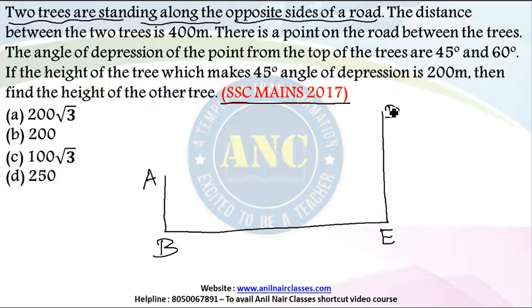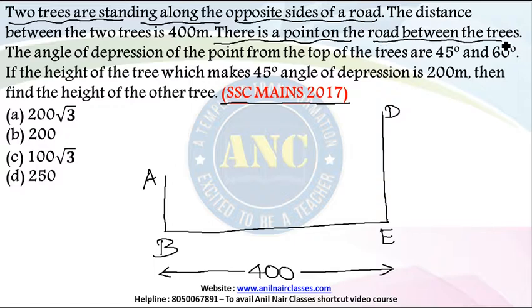Two trees are standing along the opposite sides of a road. The distance between the two trees is 400 meters. The question says that the entire distance between E and B is 400 meters. There is a point on the road between the trees. I will name that point C. I don't know whether that is the midpoint between B and D or some random point between B and D. Let us check it later.